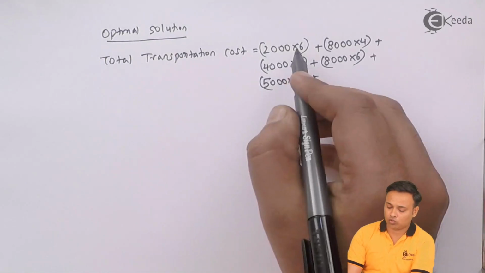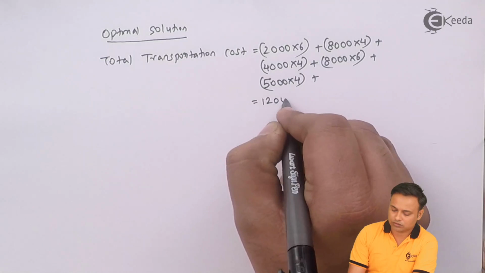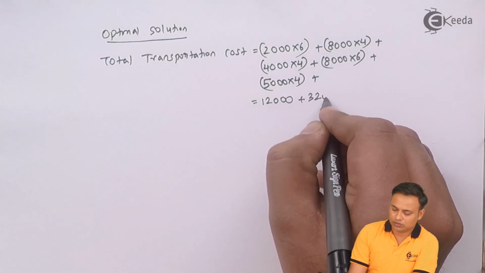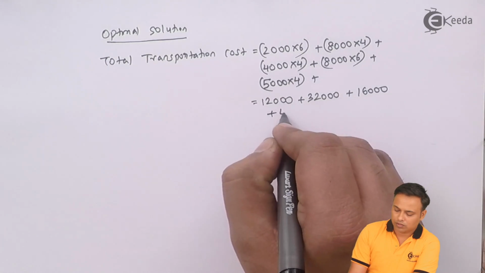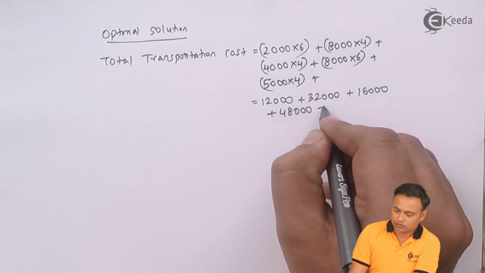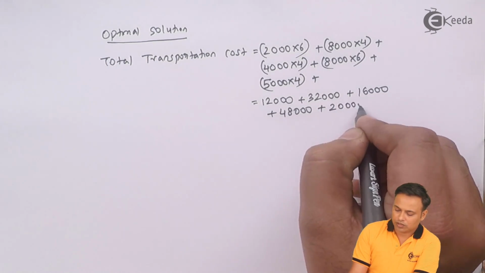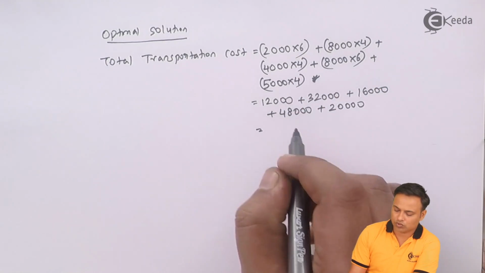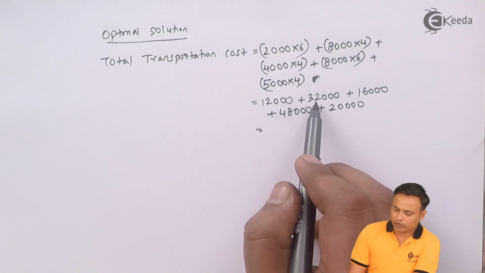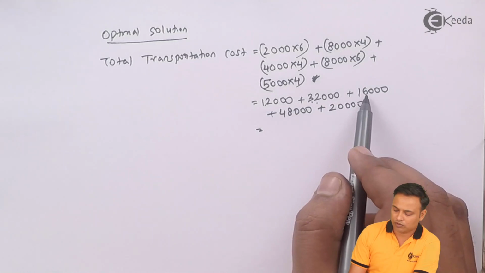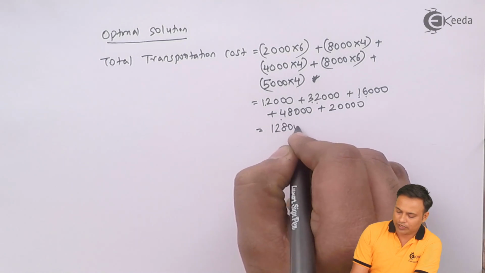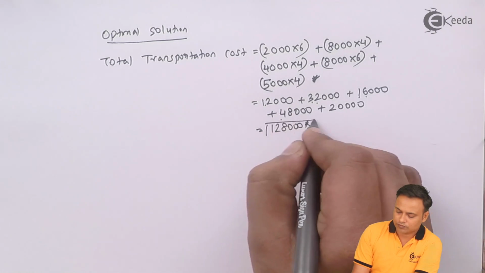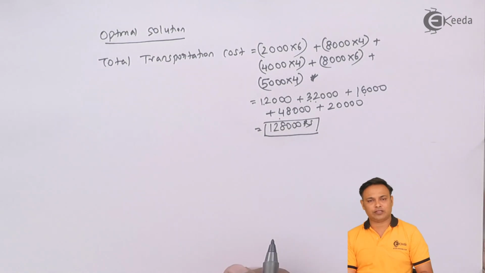So here I have got 12,000 plus 32,000 plus 16,000 plus 48,000 plus 20,000, which comes to 12 and 32 is 44, 44 and 16 is 60, 60 and 48 is 1 lakh 8, and 20, 1 lakh 28,000 rupees. So friends, we have obtained the final solution by the MODI method.